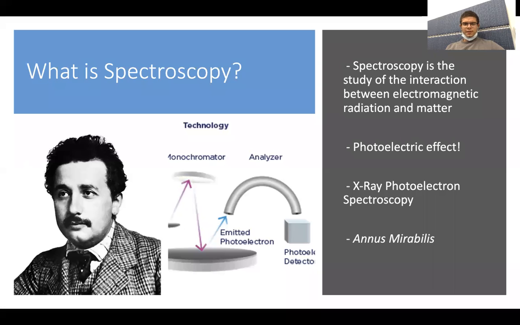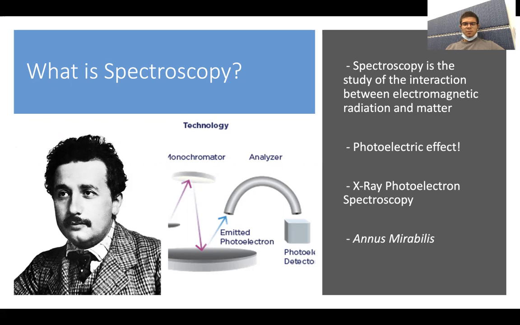So first of all, what is spectroscopy? Spectroscopy is the study of the interaction between electromagnetic radiation and the matter that it encounters. One of the most prominent effects, maybe if you've taken a physics course you've heard of it, is the photoelectric effect. It was an experimental outcome of shining electromagnetic radiation on the surface of a material and observing electrons being ejected, and not understanding why or how.